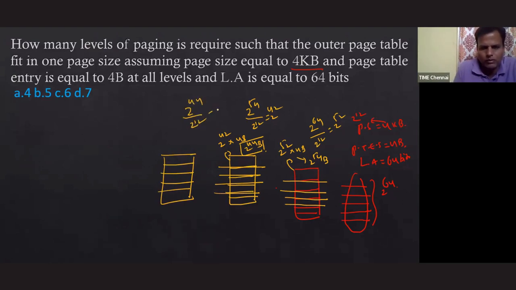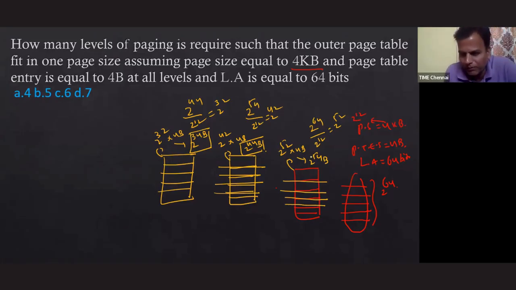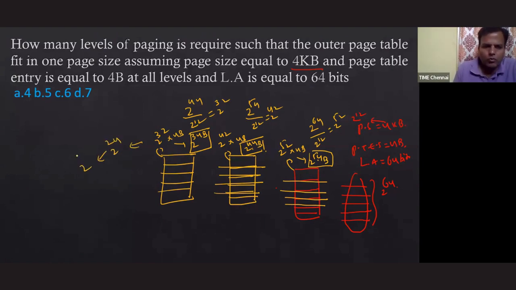So it is 2 power 44 by 2 power 12, which equals 2 power 32. 2 power 32. Okay, fine. So here 2 power 32 entries are there. And each entry has size 4 byte, which equals 2 power 34 byte. Is it possible for you to keep this 2 power 34 in 2 power 12 frame size? Answer is no. But if you observe one pattern here, 54, 44, 34, at each level it is decreasing by 10. So 2 power 24, 2 power 14. Still 2 power 14 is greater than 2 power 12.